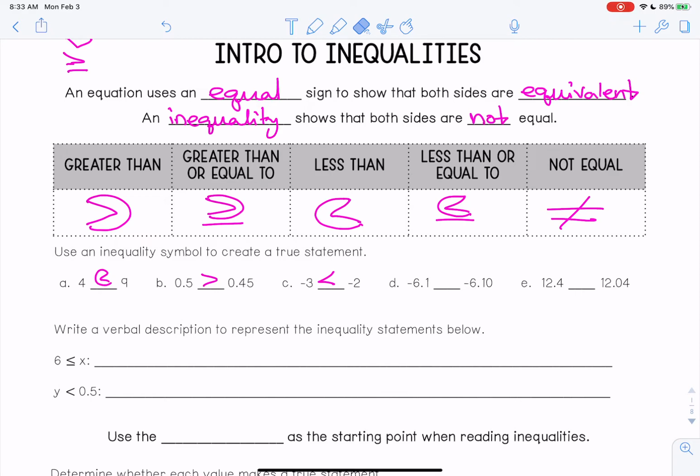-6.1 and -6.10. These are actually the same. Hold on, let me get my pen. These two are equal. You don't have to draw the 0 next to that 0.1, but you can if you want to. So they're actually the same number. And then 12.4 and 12.04. 12.4 is going to be bigger. And keep in mind, this would be 12.40, and then the other one is 12.04, and you can see that 4 makes it bigger. That's 40 cents as opposed to 4 cents.